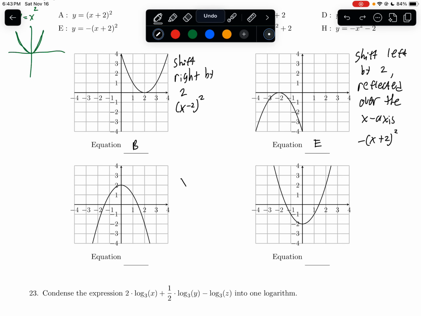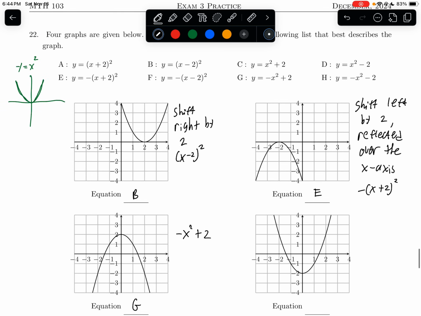Okay, well, I need to be careful about that, because scalings and reflections happen first. And so this is negative x squared. I reflect it and then I shift it. Remember, because we have an order for how this is done. So this is actually negative x squared plus 2, and that's option G.